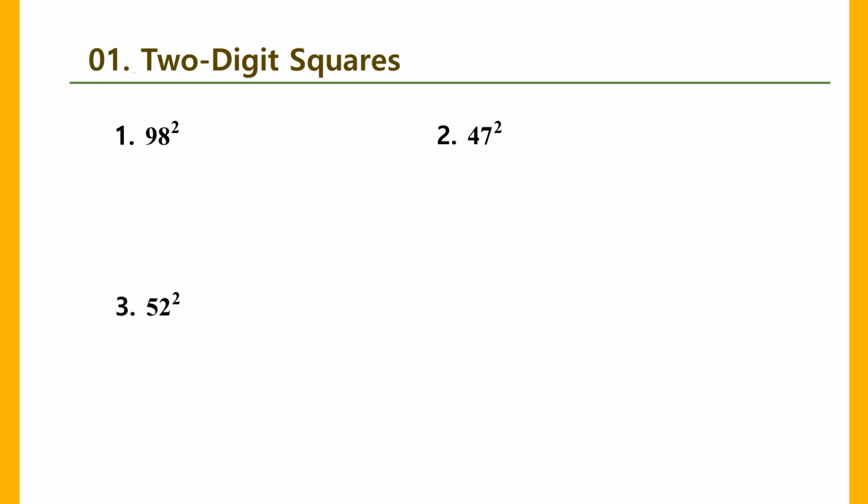In this lesson, we're going to talk about two-digit squares. If the base is close to 100 or 50, then we can use the following method. Number one, we have 98 squared. 98 squared is 98 times 98.